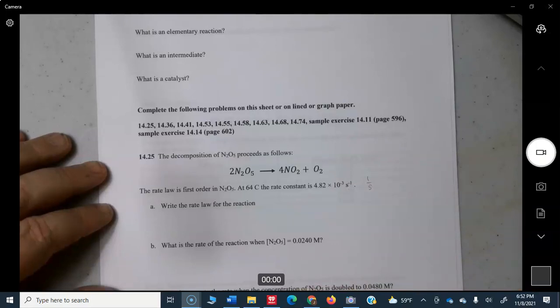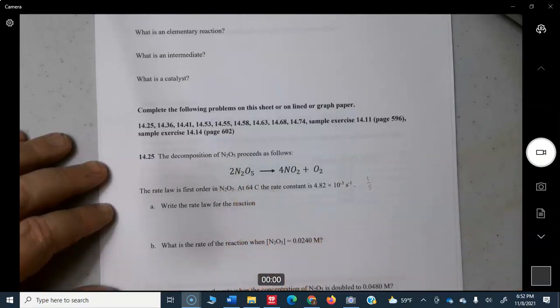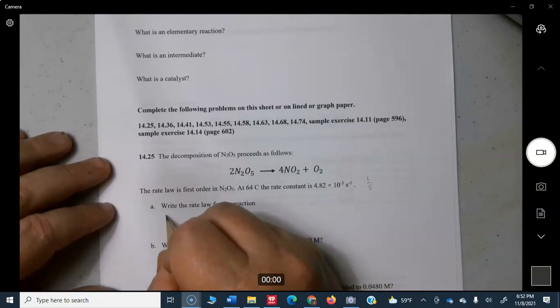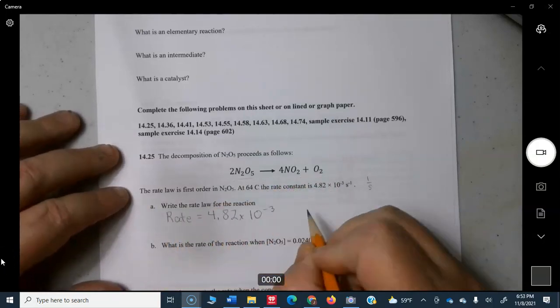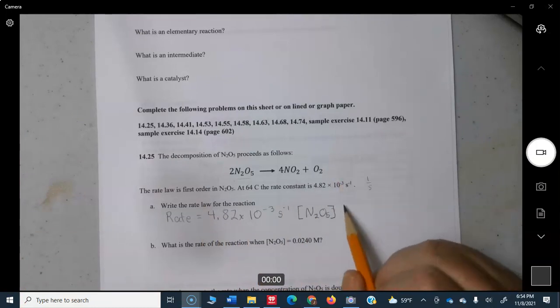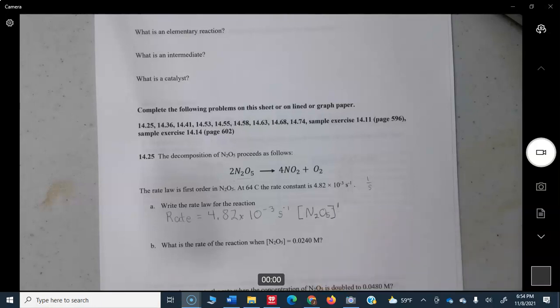Write the rate law for the reaction. So the rate law only involves the reactants. I said products, I meant to say reactants. Okay, and there we have it. It says it's first order, so therefore that exponent is 1, so we know the exponent. We don't have to write it, but I'll go ahead and do it right there. So that would be the rate law.